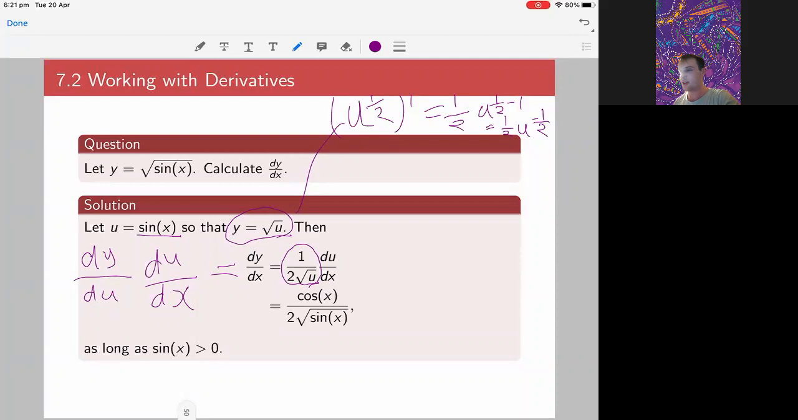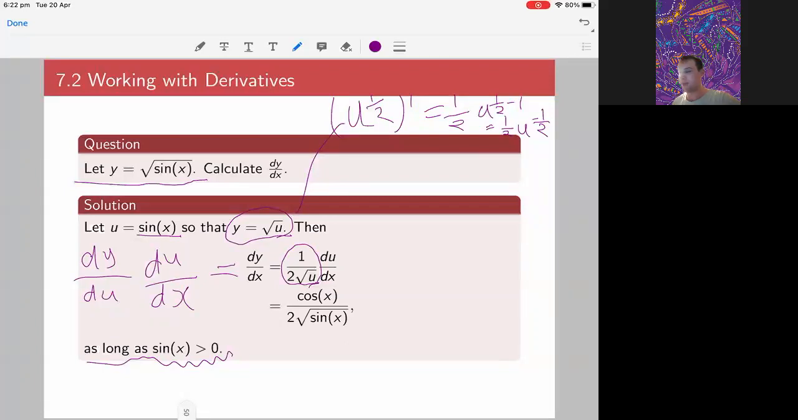Right, so this derivative here, we've actually computed the derivative now, but there is another subtlety here. We need to insist that sine of x is strictly bigger than 0. Why do we need to do that? Well, we're taking the square root of something. First of all, we need to insist that what we're taking the square root of is non-negative, because you can't take the square root of a negative number.